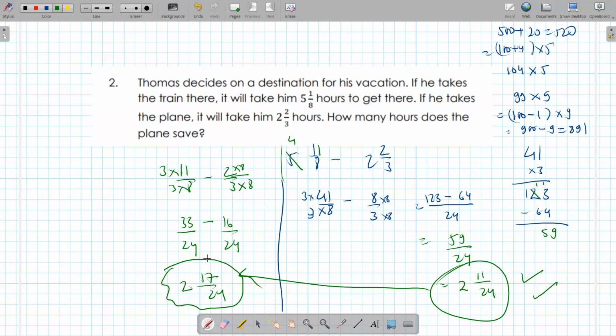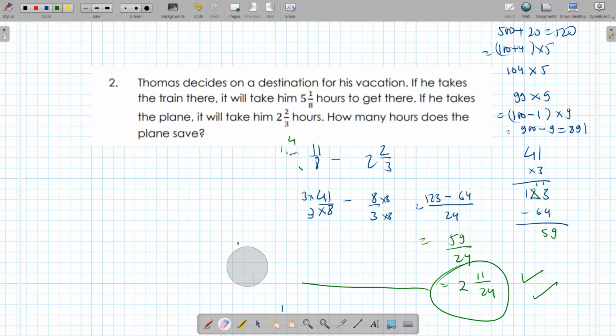Oh, I understand. So when you do this, 5 is not going to give 10 to this. 5 does not give 10 to that, okay? Look at this. We're trying to do 5 and 1 over 8 minus 2 and 2 over 3. So here we're trying to do 1 over 8 minus 2 over 3. But 1 over 8 is smaller than 2 over 3, okay? So you can't really subtract them. You're going to get a negative number, but we don't want that.